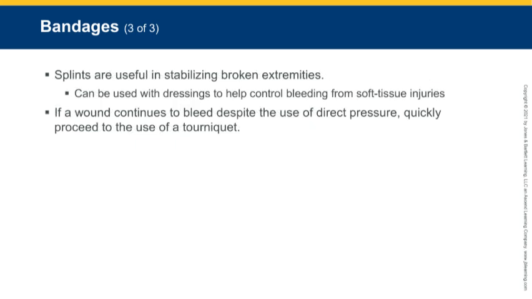Splints are particularly valuable in managing broken extremities. They provide stability and can also help control bleeding when used in combination with dressings. If direct pressure and dressings fail to control severe bleeding, the next step is to quickly apply a tourniquet to prevent further blood loss.